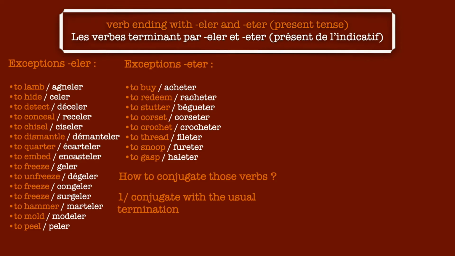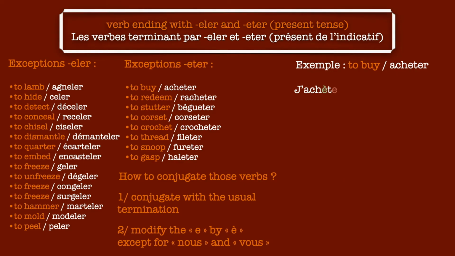Anyway, how do we conjugate those verbs? First, the important thing is that the exceptions are all conjugated in the same way. There is not one way for each of those verbs, and we start by conjugating them with the usual terminations. After that, the only thing you have to do is to replace the last e with an e with a grave accent, except for the first two plural persons, where you don't have to change anything.